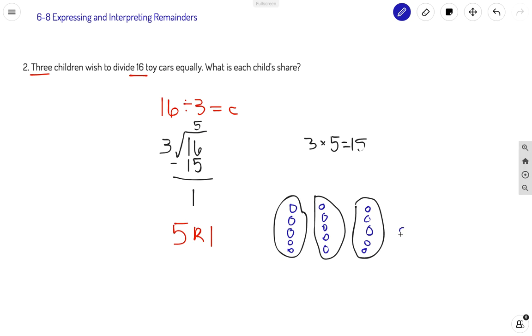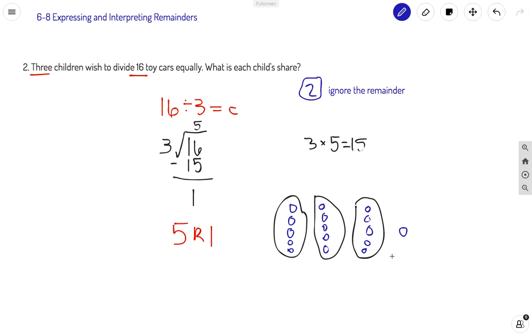So I have 1 toy car left over here, which brings us to our second way that we can express or interpret remainders. And this way, we will call this, here we ignore the remainder. So this is going to be our second method. We ignore the remainder.